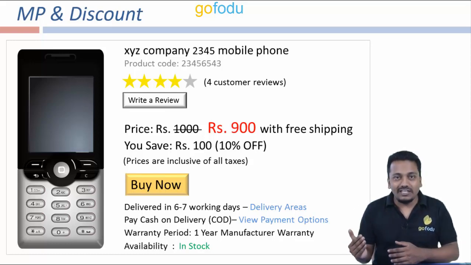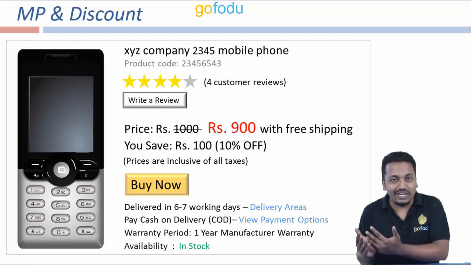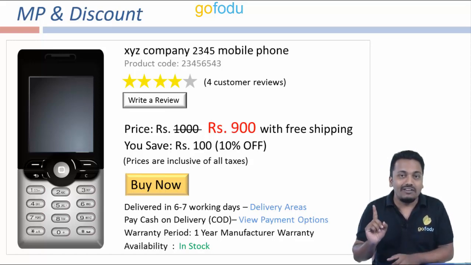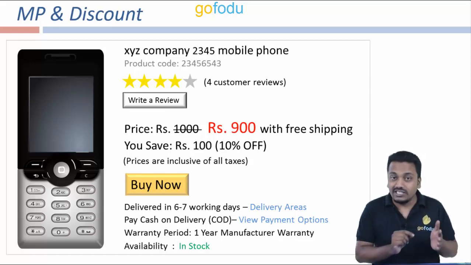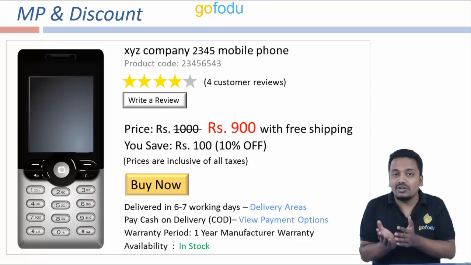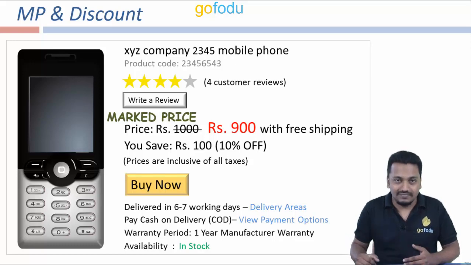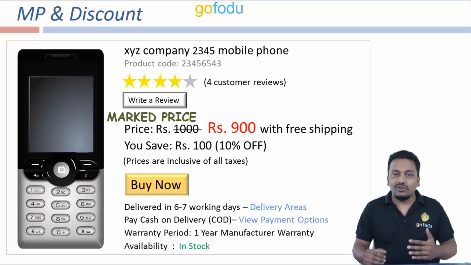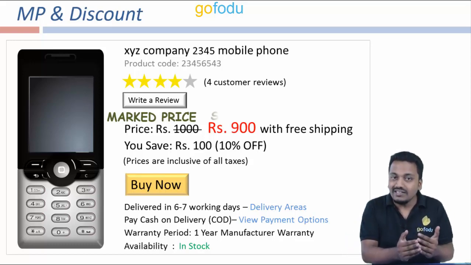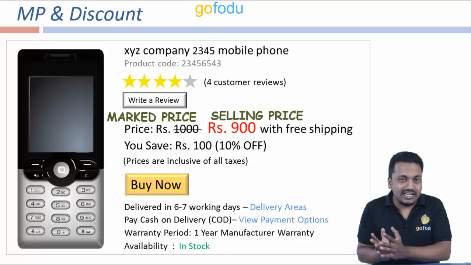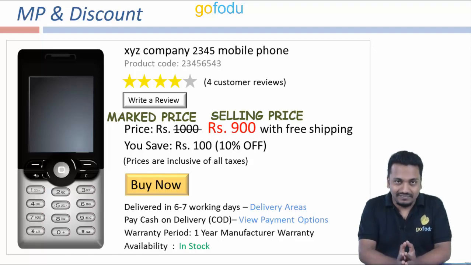The original selling price of rupees 1000 cannot be called selling price as the company didn't sell the mobile for rupees 1000. It was just printed or marked on the mobile's box. So it is called marked price. And discount is calculated over the marked price to get the selling price. Okay, so we are getting a selling price of 900 rupees here.